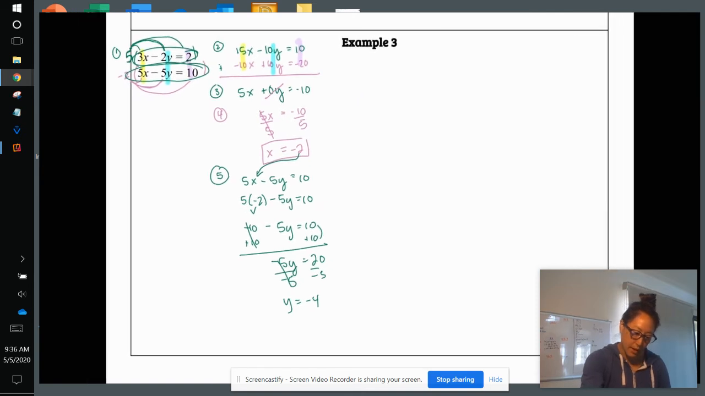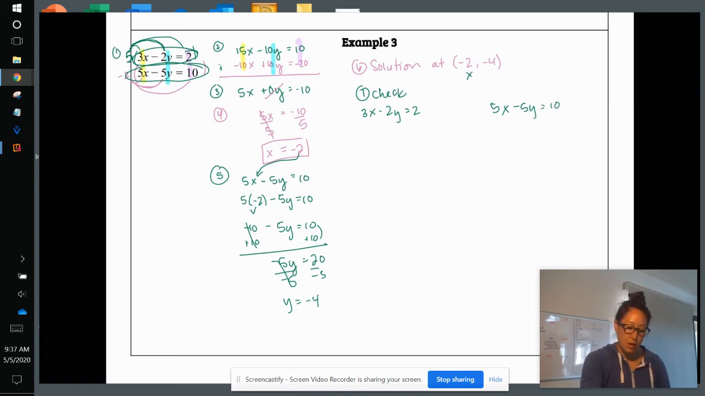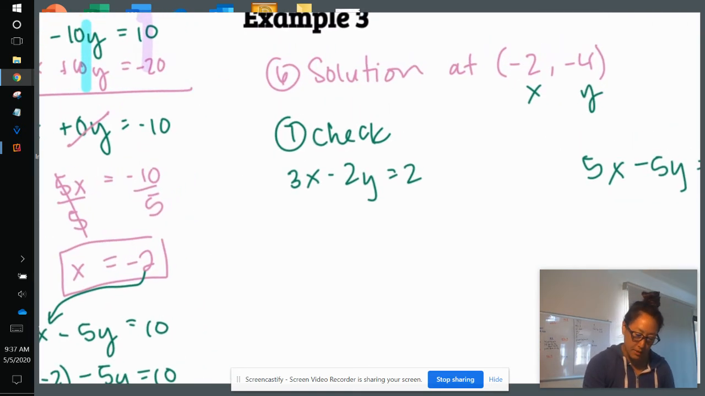All right, so I have for my step number 6, my solution. I have one solution at negative 2 comma negative 4, and I need to check my work. Okay, so I have 3x minus 2y is equal to 2, and the other original equation is 5x minus 5y is equal to 10. We are checking the x as negative 2 and the y as negative 4. Let's see what happens.